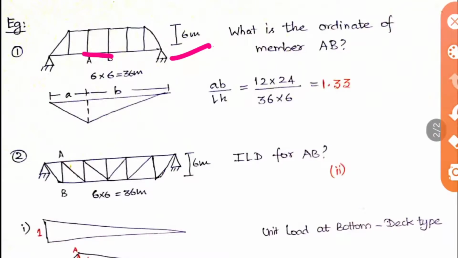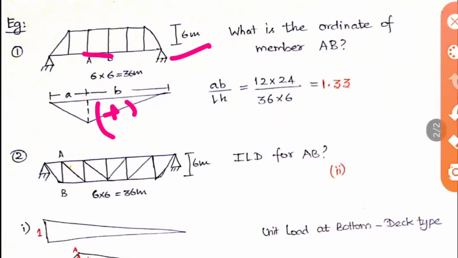Bottom chord means the structure, that is the ILD, should be a tension member. I have just reversed it and drawn it here. Actually the diagram should be like this only, or if you draw it like this, you should mention here as positive. That mistake alone I have made here, just correct that. It should be a positive one because it is in tension, and the other things are the same.